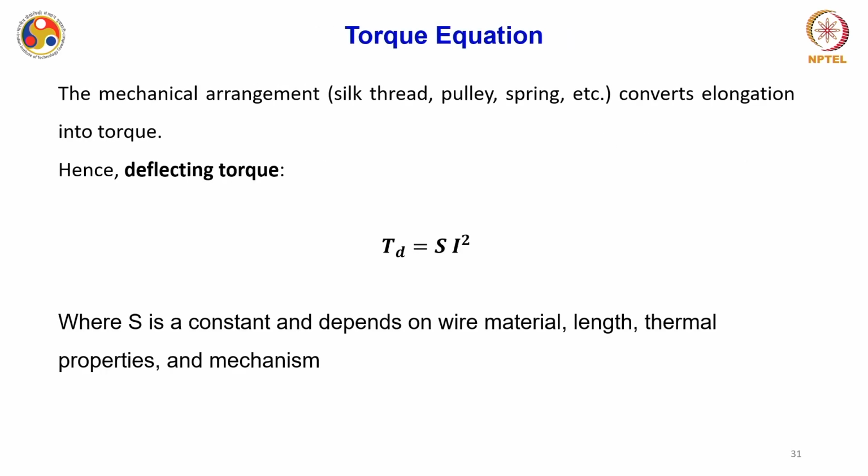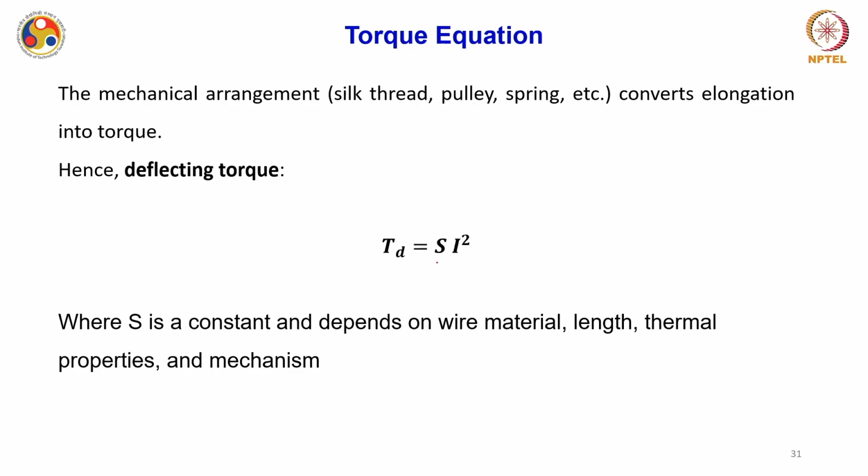Now we have understood the working principle as well as its construction. Now let us try to quickly understand the torque equation of this system. The mechanical arrangement that we have just seen, with silk thread, pulley, spring, and so on, converts the elongation in the wire, the delta L, the expansion, into the torque, and therefore the deflecting torque is directly proportional to I square, and TD is equal to S into I square if I replace this proportionality with a certain constant.